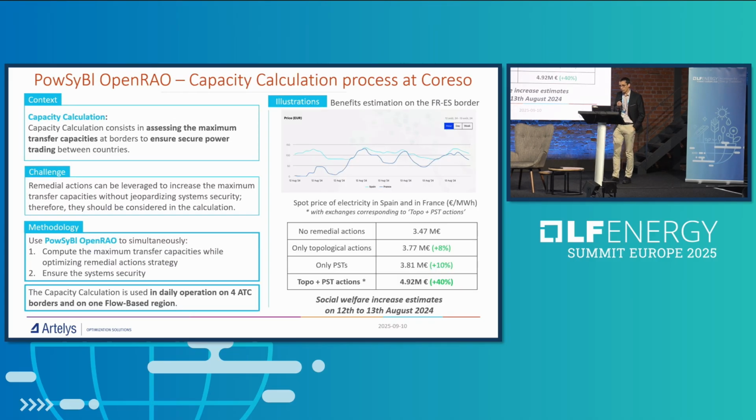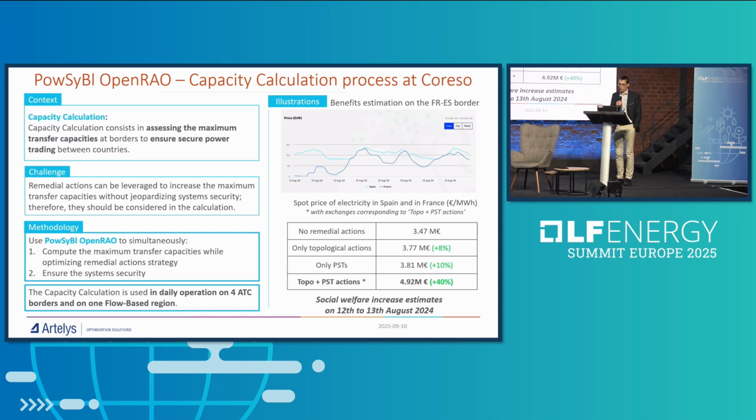So PowSyBl OpenRAO is used at Coreso, mainly as a capacity calculation tool. It has been in operation on four ATC borders for several years. It's not yet in operation for counter trading or redispatching, but we are working on it.